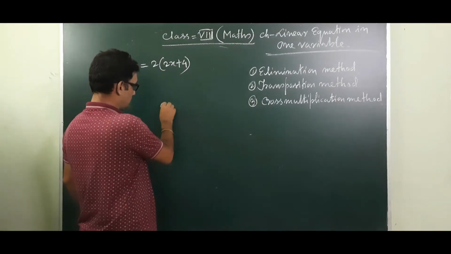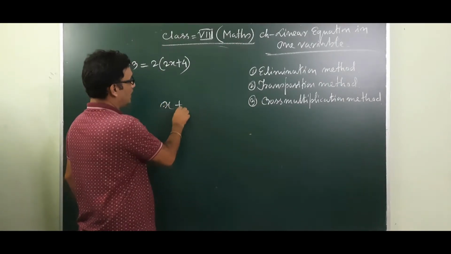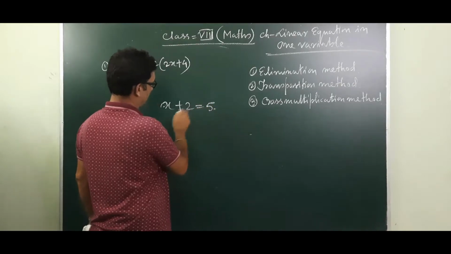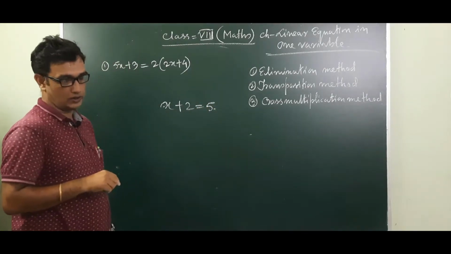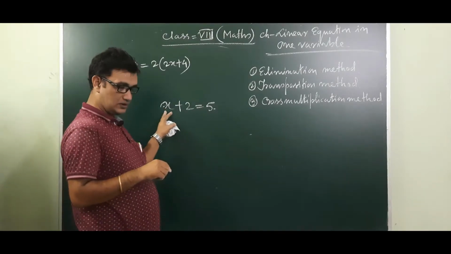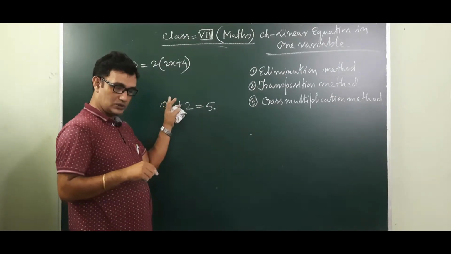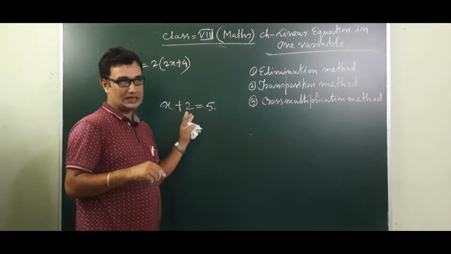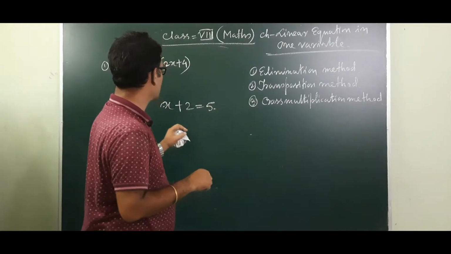Suppose, for example, ax plus 2 equal to 5. You can say it is a linear equation because here only one variable is there, x, and the power of x is 1. Then that is called your linear equation.